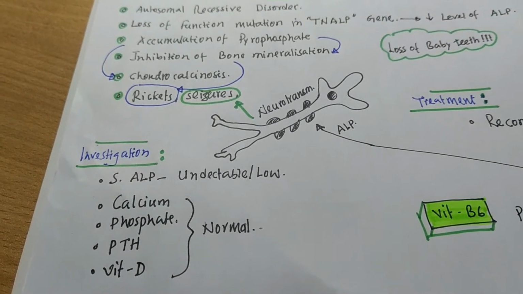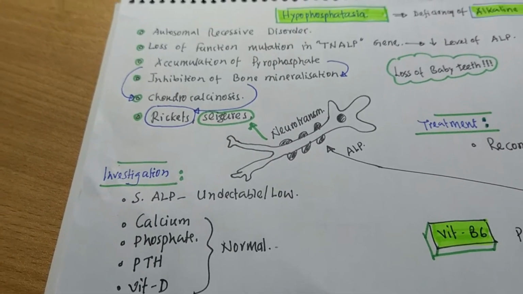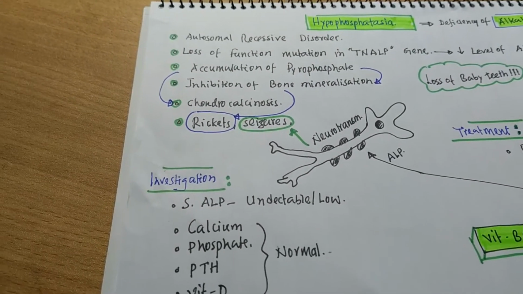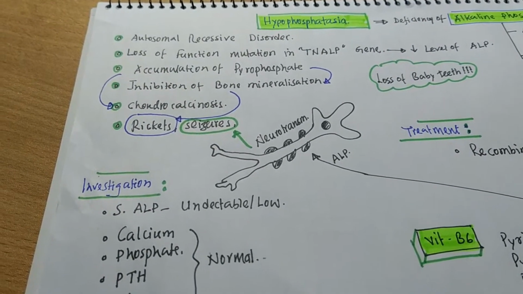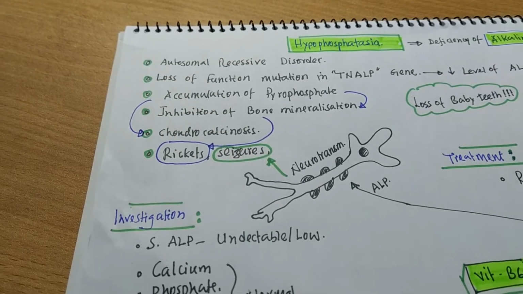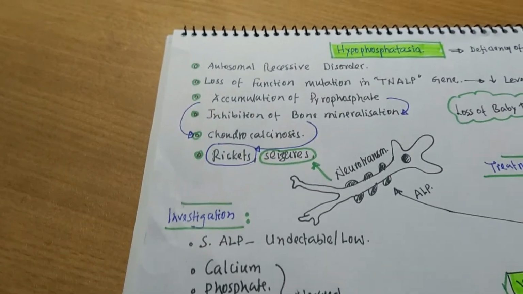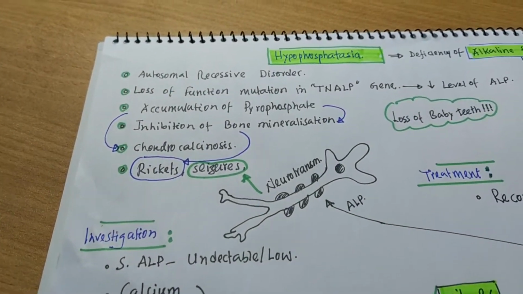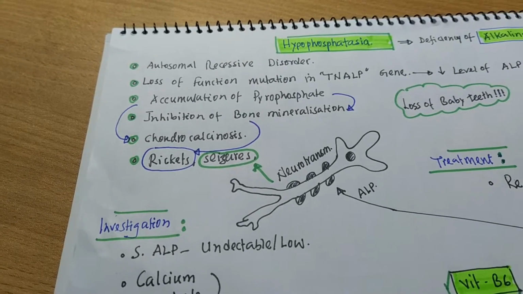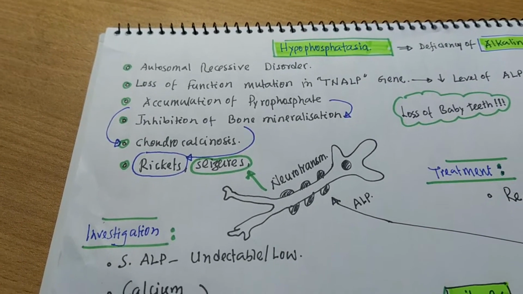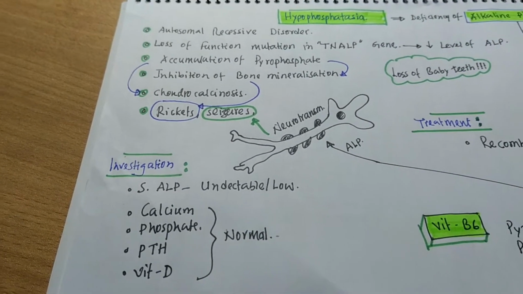Today, I would like to talk on a rare disease, hypophosphatasia. Hypophosphatasia usually is due to deficiency of alkaline phosphatase, and it is an autosomal recessive disorder. Alkaline phosphatase, as we know, is an important enzyme related to bone metabolism, and it is usually increased in disorders of bones and also in cholestatic liver disease.